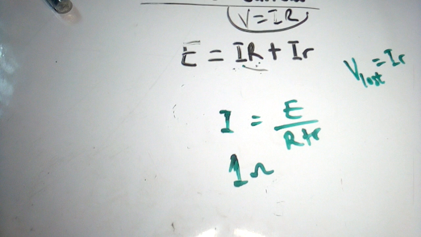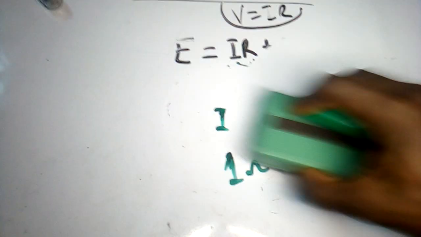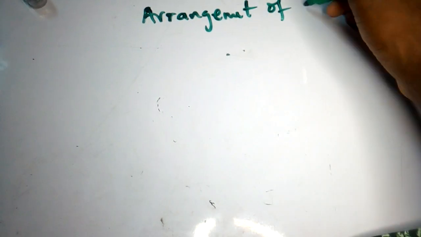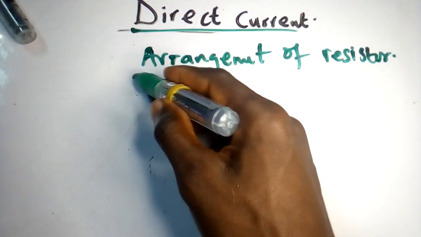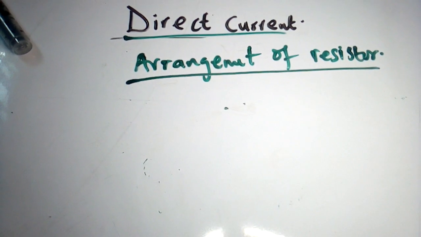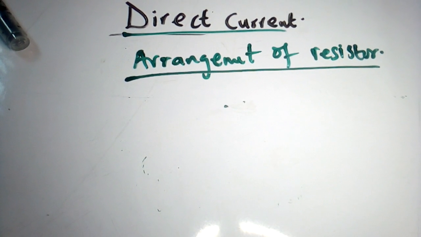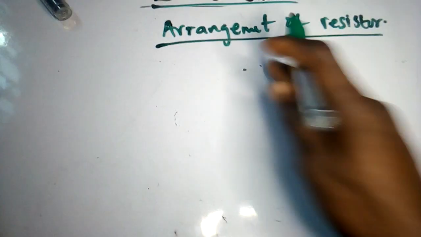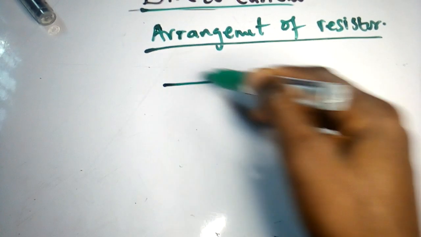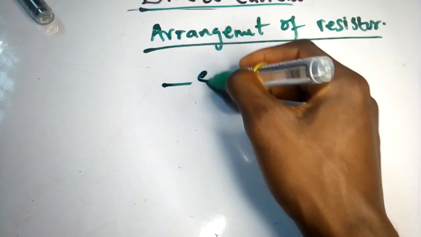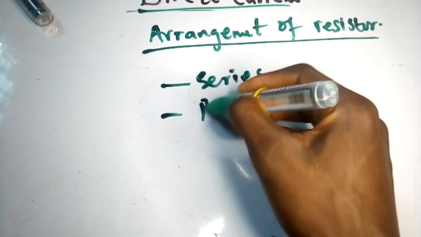Now let's talk about what the arrangements look like. Still on direct current, we're looking at the arrangement of resistors. Don't forget I told you that a resistor is a device that offers resistance, while resistance is the amount of opposition given. Now, if we had to draw this in a circuit diagram, let's take the two types of arrangement. We have the series and we have the parallel.